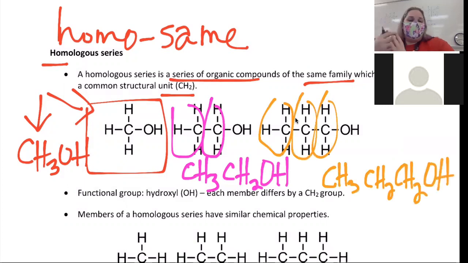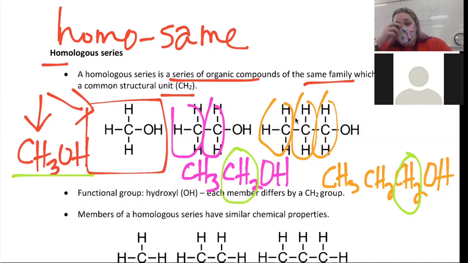So if you look at these molecules, the only difference is I'm adding CH2s. Here I had CH3OH. Here I've added a CH2 group. And then the next one, I added another CH2 group. And so these would be considered a homologous series because they have the same basic pattern in their names.